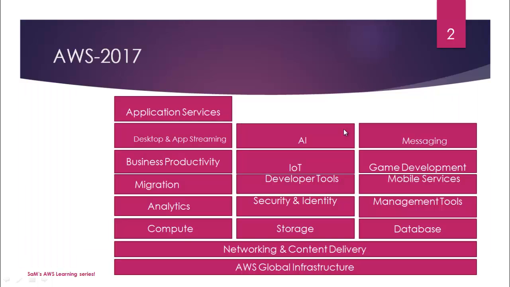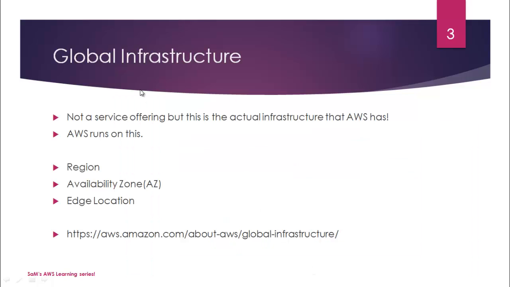infrastructure in this video. We have covered this already in the previous video. This is the AWS key components or key service offerings, and we'll be taking a look at AWS global infrastructure now. When I talk about global infrastructure, there is something I want to tell you. This is not a service offering from AWS, but this is the actual infrastructure that AWS is running on. So it's a place or a platform where AWS services are hosted.